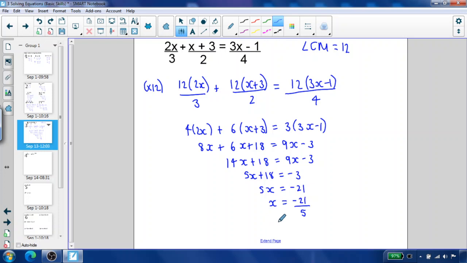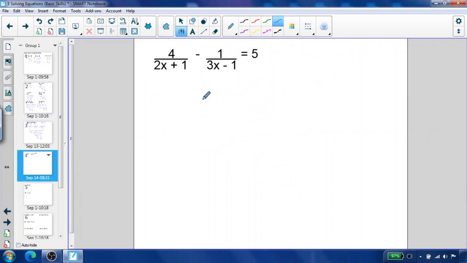And I can leave it as that. So again, if you have another method in mind, that's absolutely fine. Just make sure you are getting to the same answer as me. Let's have a look at this one.